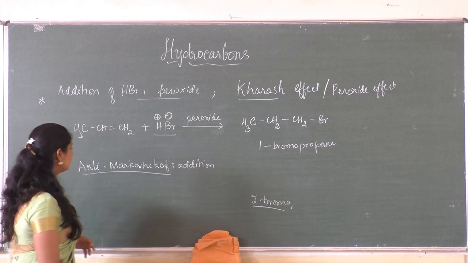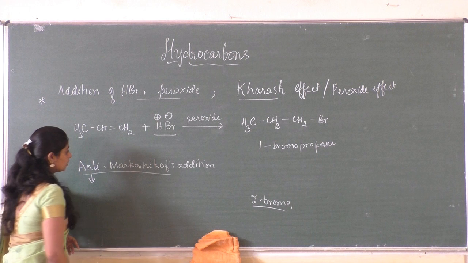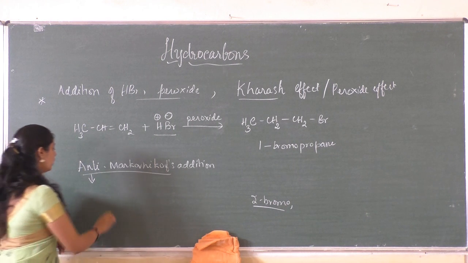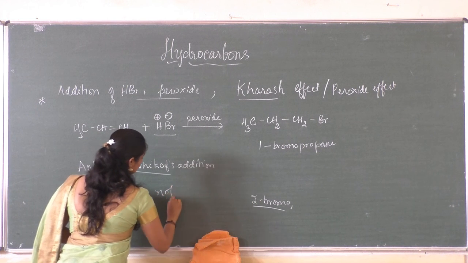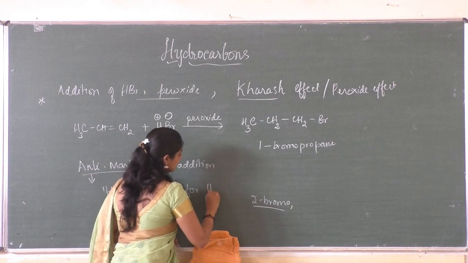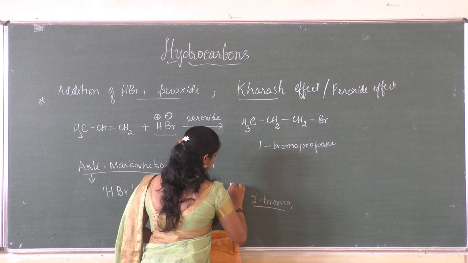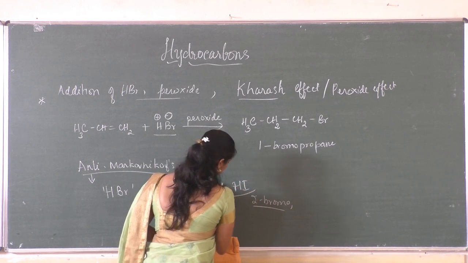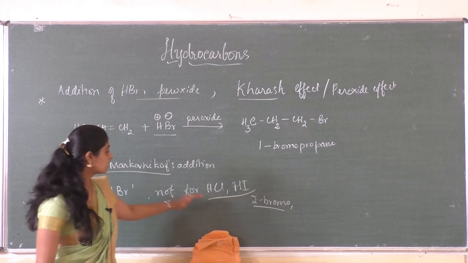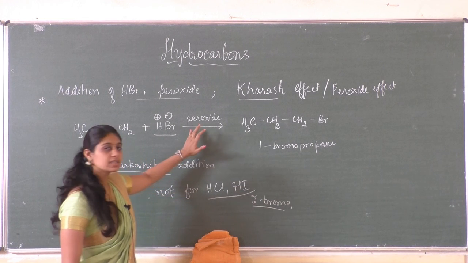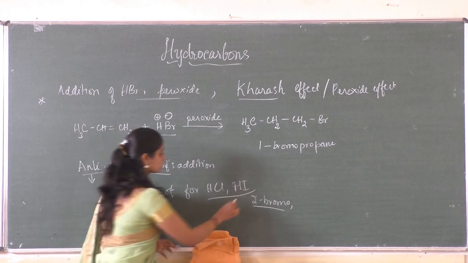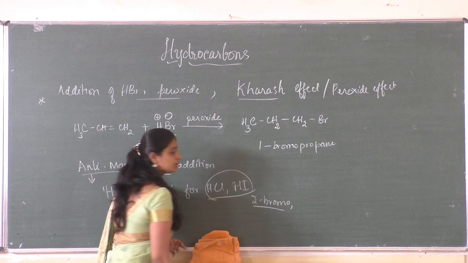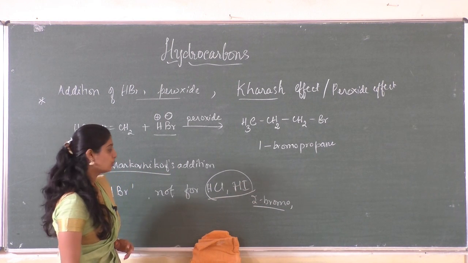And one more thing is that this anti-Markovnikov's addition takes place only for HBr and not for HCl and HI. Even if you take HCl and HI, in the presence or absence of peroxide, the addition does not take place contrary to Markovnikov's rule.